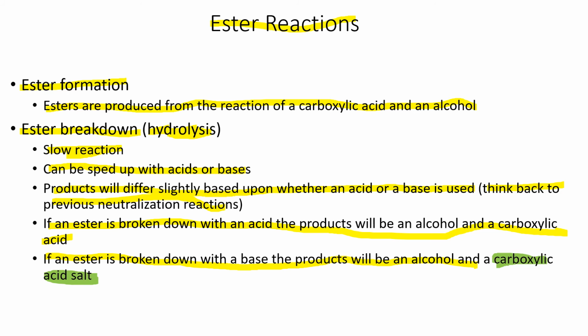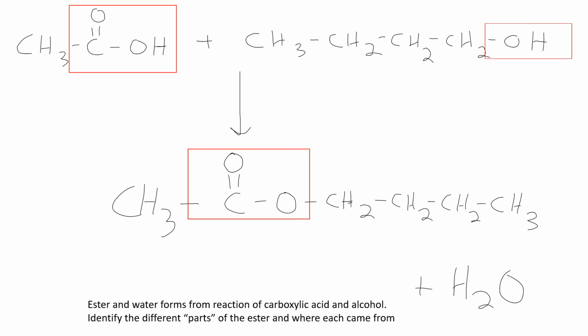So we're going to do some specific examples for ester reactions. Here we're going to form an ester. And an ester is always going to get formed from a carboxylic acid and an alcohol. So in the upper left-hand corner of the screen, you see that I wrote out a carboxylic acid. And in the upper right-hand corner, we have an alcohol. When you combine a carboxylic acid with an alcohol, you will make an ester.